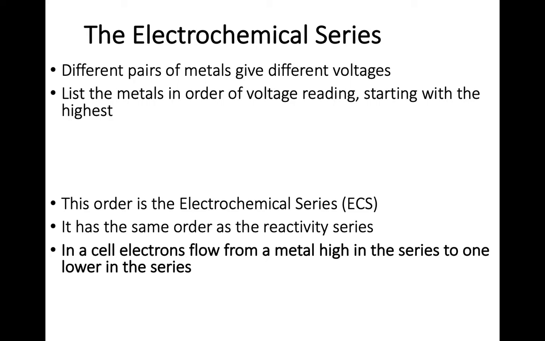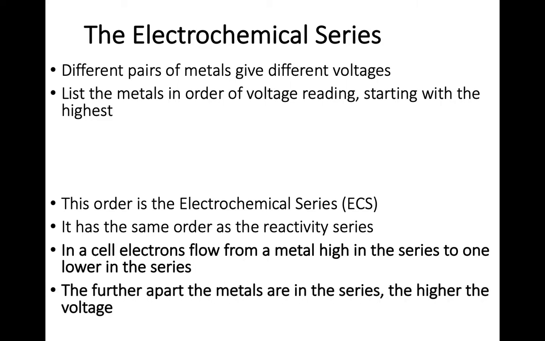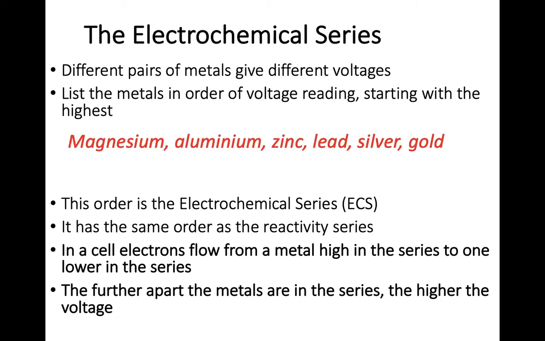In a cell, electrons flow from a metal high in the series to one lower in the series. The further apart the metals are, the higher the voltage produced. So what we should have seen from the results table before is that the list of metals in order of voltage should be magnesium, aluminium, zinc, lead, copper between lead and silver, followed by gold.